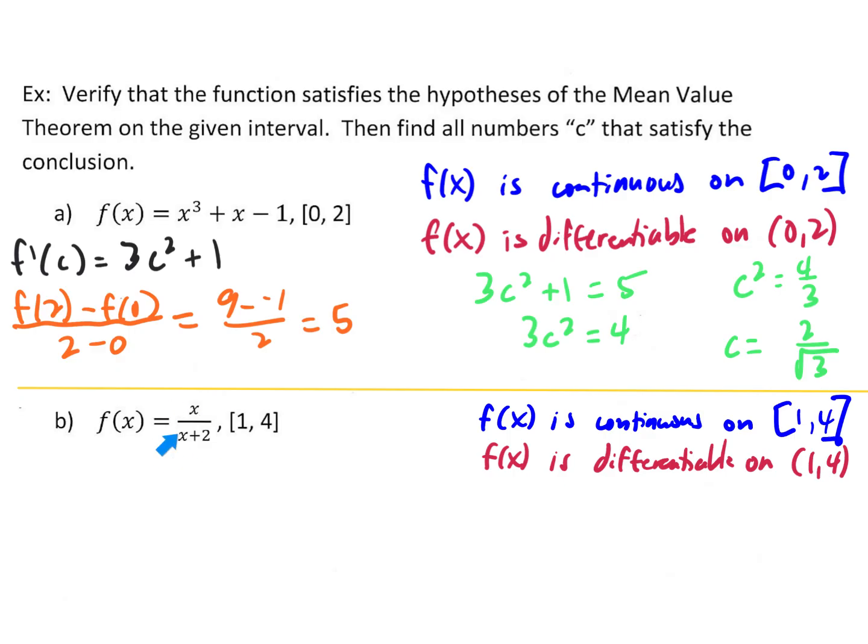I need to find the derivative of this, and then I need to find the average rate of change, or the regular slope for the secant line. So this is going to involve the quotient rule. So low d high minus high d low over low squared. And again, just in the interest of time, I'll show you that.